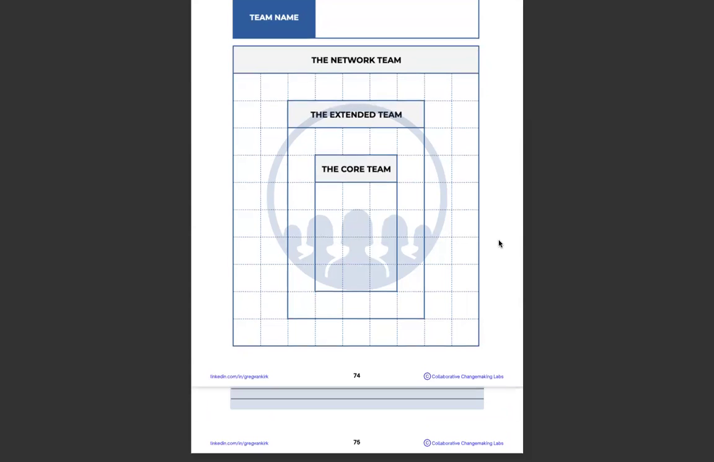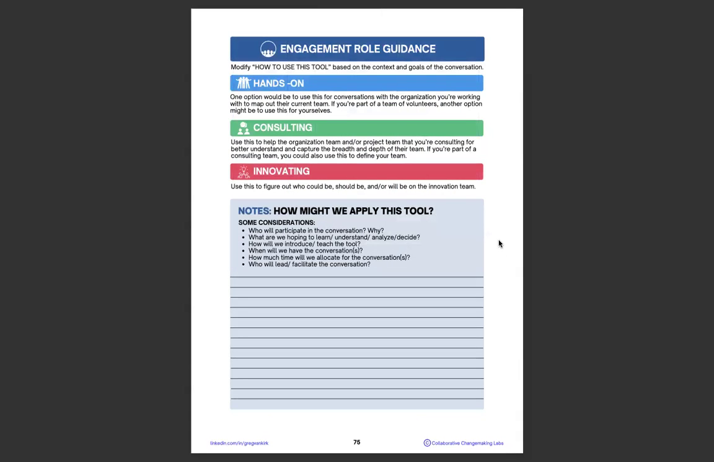Okay, now, last part, let's look at engagement rule guidance, right? So modify how to use this tool based on the context and goals of the conversation. All right, so you're typically going to be engaged in one of 3 ways, as we know. Either hands-on, right? You're doing work. Maybe you're a volunteer, you're an intern, you're part of the actual team itself. So you may be playing that role. Maybe you're consulting, you're helping to come up with an improvement, or solve a problem with and for the organization. Or the third role is you're innovating, right?